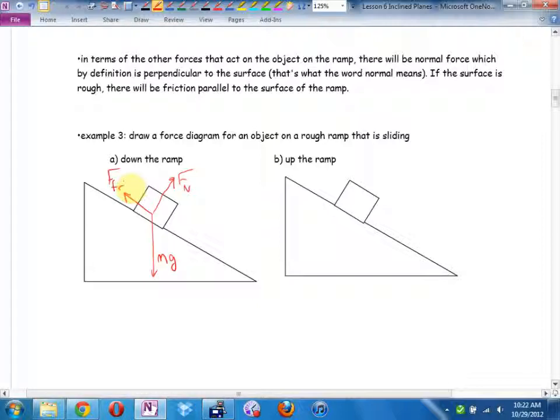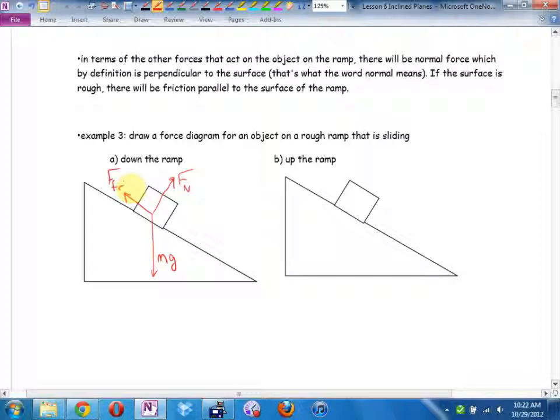I'm okay with friction as is because it's nice and parallel to the ramp. I'm okay with the normal force as is because it's perpendicular to the ramp. What we're going to have to do is break gravity up into parallel and perpendicular components, not vertical and horizontal anymore. We're going to break it up into the part that's pulling it down the ramp and the part that's pushing it into the ramp.